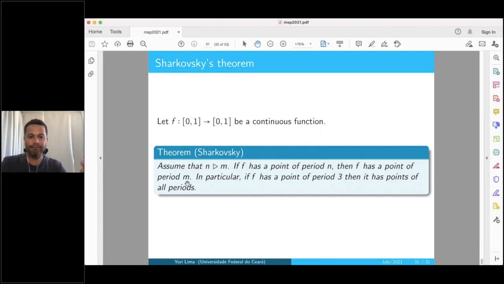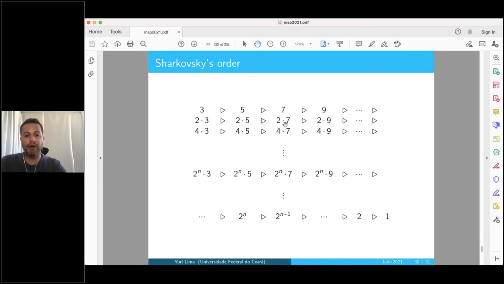So whatever you see as a periodic point, your map is going to have periodic points of all other periods which appear after this first one in the order of Sharkovsky. For example, if you have a point of period 14 for f, then you also have a point of period 36 for f. It will be another point, but that's what Sharkovsky proved.